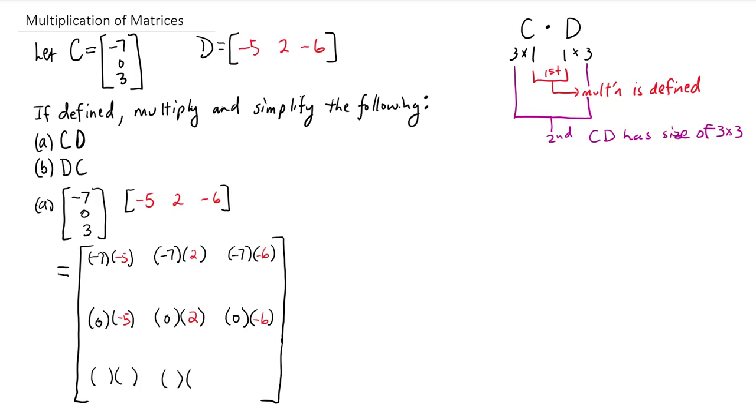And so we could definitely figure out what's needed in the 3-1 entry, 3-2 entry, and 3-3 entry. So in the 3-1 entry, we need the third row of matrix C, and then we need the first column of matrix D. Well, that leaves us with negative 7 times negative 5. Oh, I'm sorry. I said the third row of matrix C. That would have to be a 3.